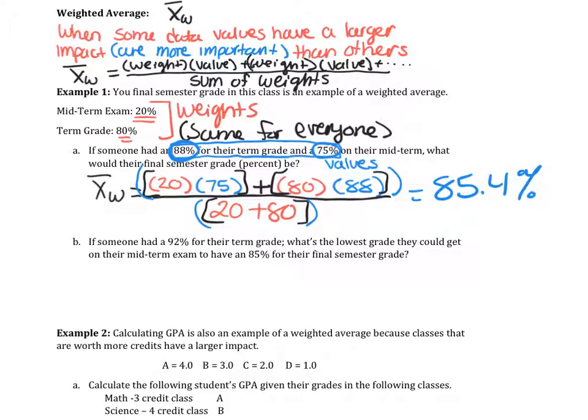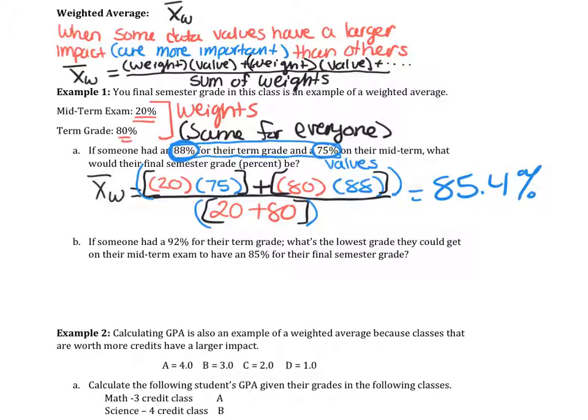So if you plugged it in and you didn't get that, then just gotta be careful with parentheses, most likely. Okay, so this was pretty straightforward. I gave you the weights, I gave you the values, the grades. You just had to plug it in, calculate the weighted average.